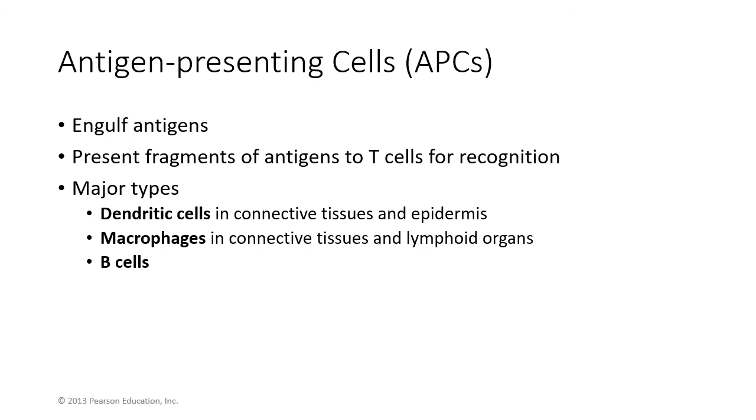Now, your antigen-presenting cells are the third. So you have your B lymphocytes, your T lymphocytes, and your antigen-presenting cells. They engulf pathogens. They present the fragments of the antigens to the T cells for recognition. And where you find these and what the major players are: the dendritic cells that are in connective tissues and epidermis. Those two groups of tissues right there take up a large amount of the tissues in the body. Connective tissues, remember, is the most universal type or most abundant type of tissue in the body. You have macrophages that are in connective tissues and lymphoid organs, and then you have your B cells that can also become phagocytic and become antigen-presenting cells.